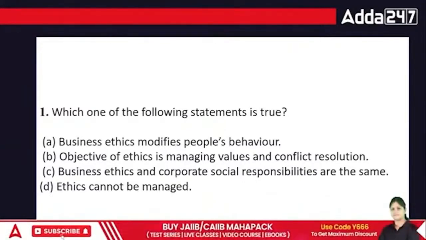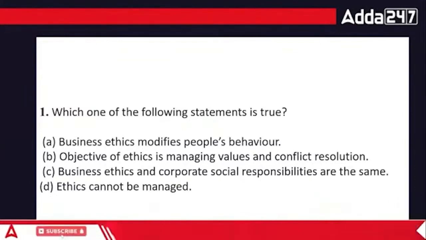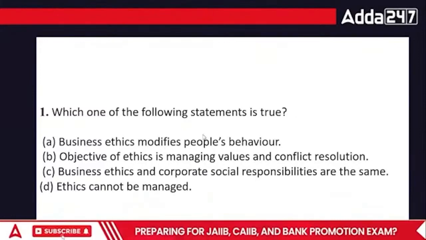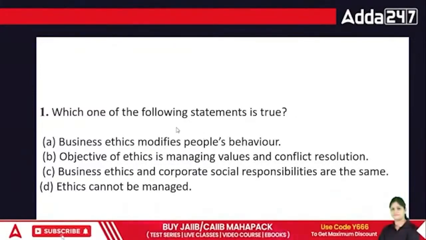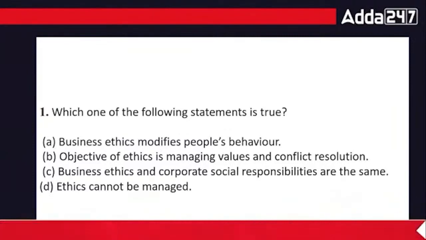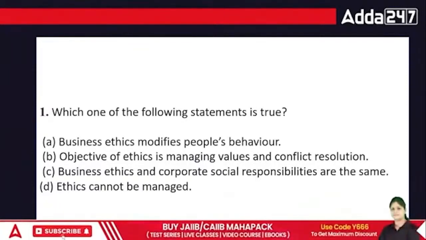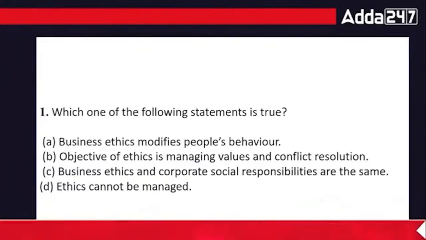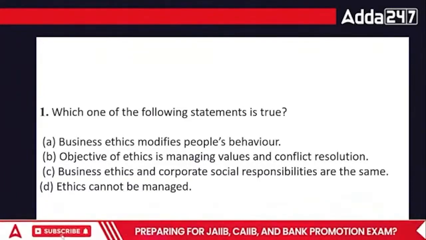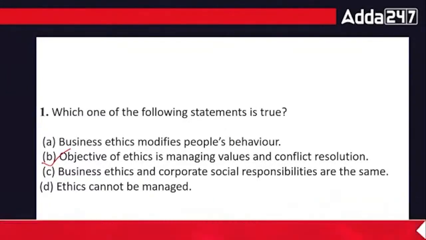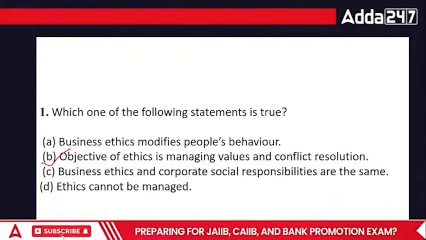See, the first one says that ethics modifies the people's behavior. That is not correct, because business ethics modifying behavior is for the society also, not just the people's behavior. Objective of ethics is managing value and conflict resolution. That is true, right? So the right answer here is B. C says business ethics and corporate social responsibility are the same and ethics cannot be managed. Ethics can be managed, of course.